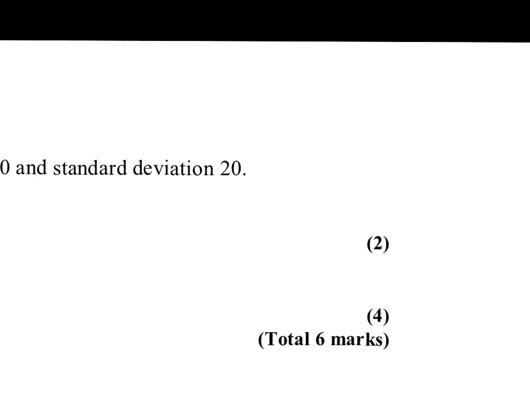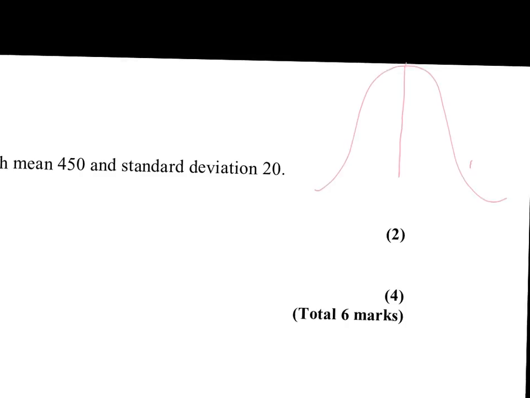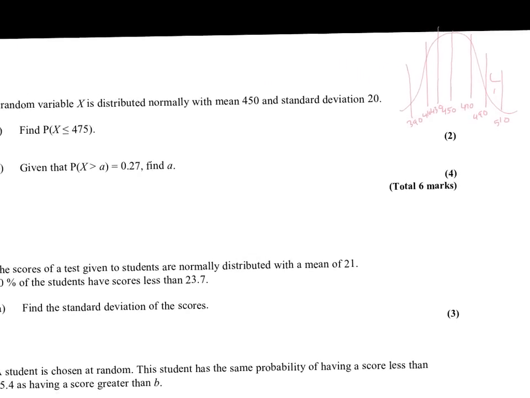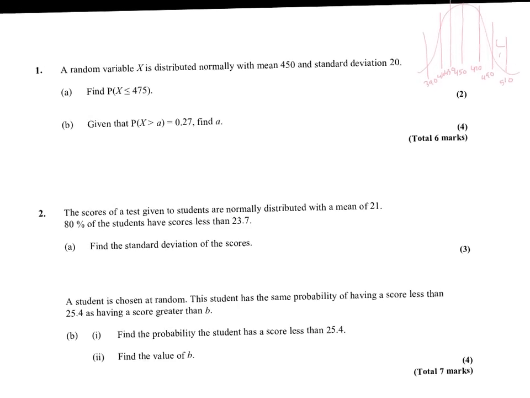So we draw our bell curve. The mean is, let's see, the mean is 450. Standard deviation is 20, so that means we have 470, 490, and 510. And then going down, we have 430, 410, and 390. Again, this is not something that is necessarily required. Could you do it without it? Maybe, but it always gives you a good picture of what you're trying to look at.